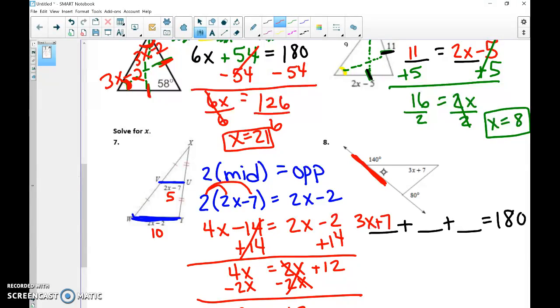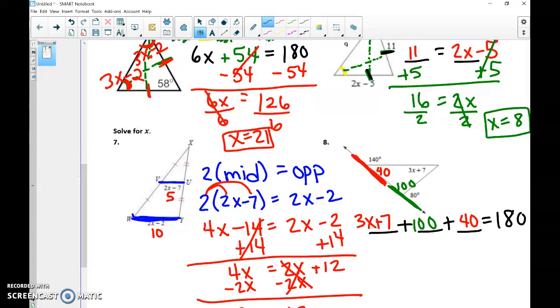That doesn't mean that this is 140. It means that the inside angle is 40. 140 and 40 make that straight line 180. Same kind of idea over here. This outside angle is 80, and this is a linear pair. They make 180 together, which means this one's 100. So now I have my two missing angles. One of them's 100. One of them's 40, and I can start doing my algebra from there.